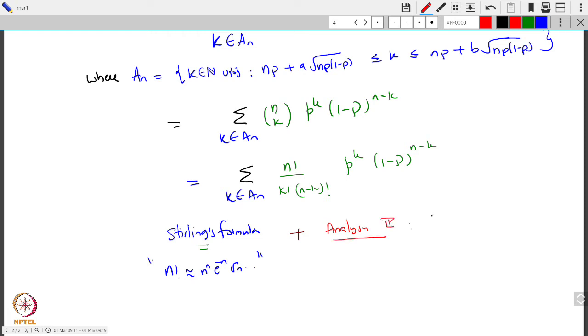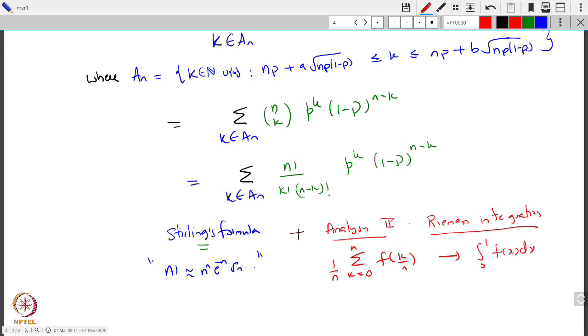This is called Riemann integration. It just says that the sum, let's say, 1 over n, sum over k from 0 to n, of f of k by n will converge to the integral from 0 to 1 of f of x dx. So an idea like this has to be implemented.